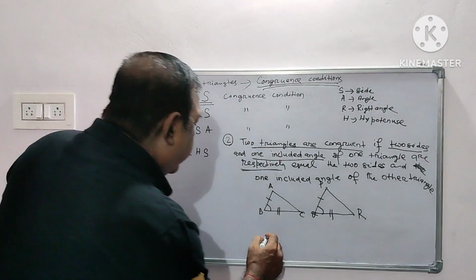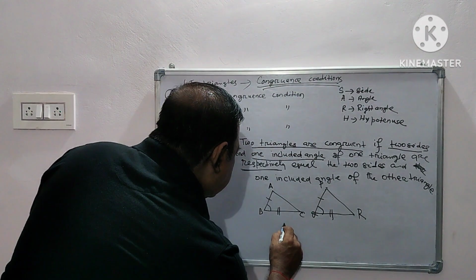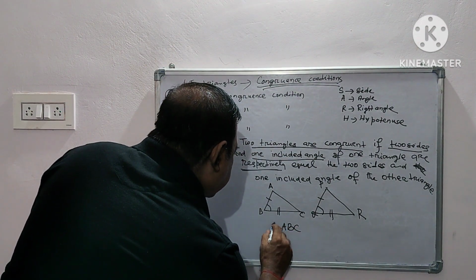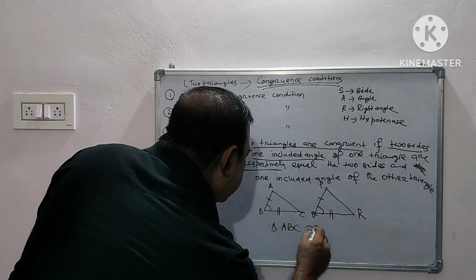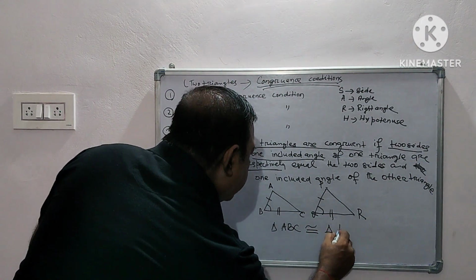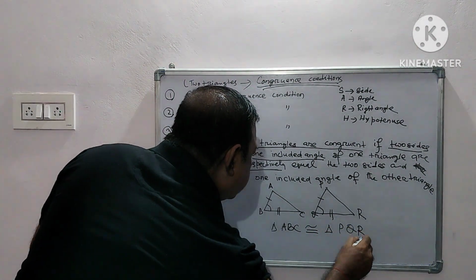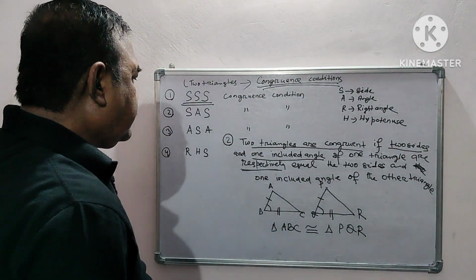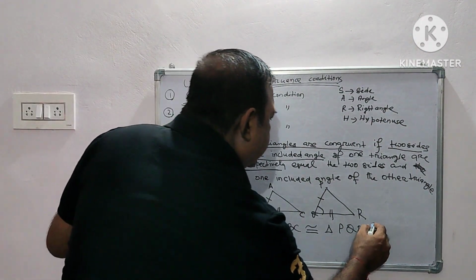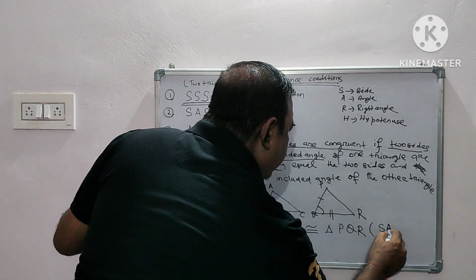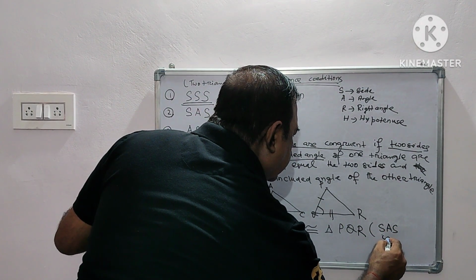So we will write here, suppose triangle ABC is congruent with triangle PQR. So what is the condition here? The SAS congruence condition.